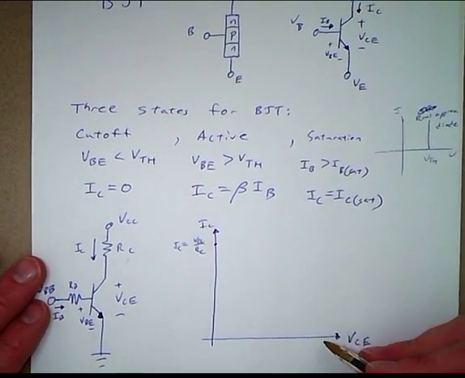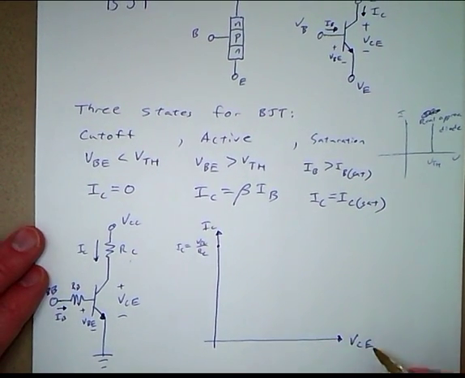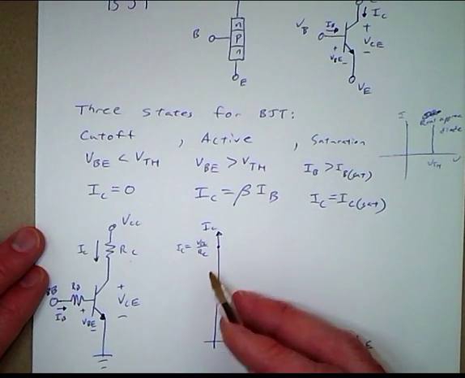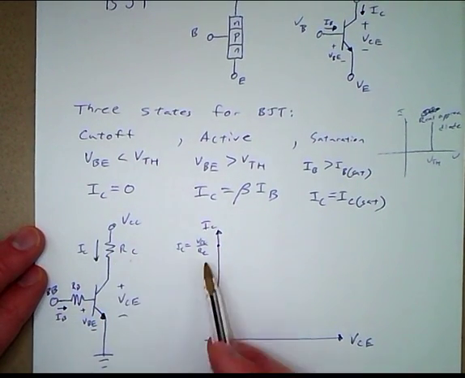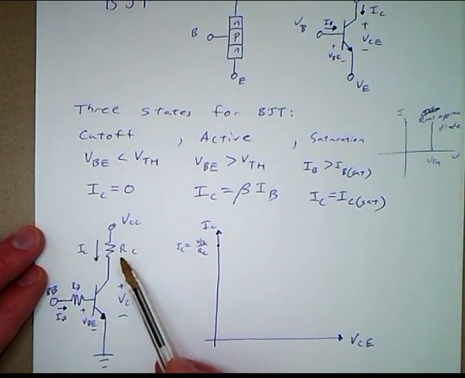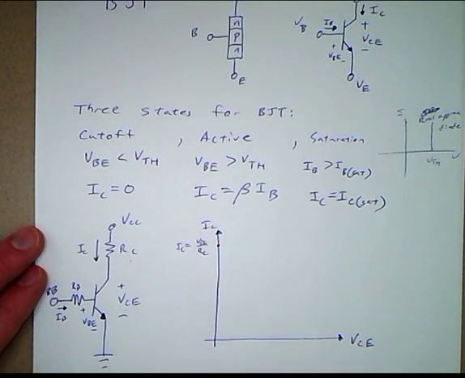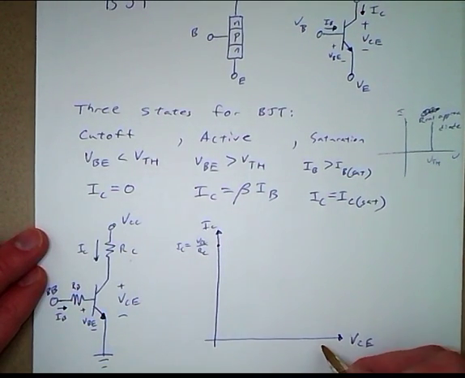And then at the other intersection, we have a case where the current is 0. So if this current IC is 0, then the voltage drop across this resistor is 0. And so we know that VCE is equal to VCC. And so the relationship between the current and the voltage, VCE, is going to be a straight line between those 2 points.